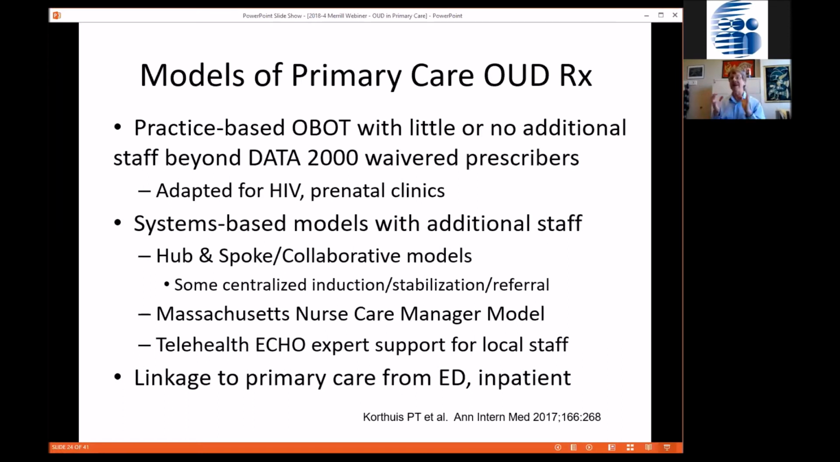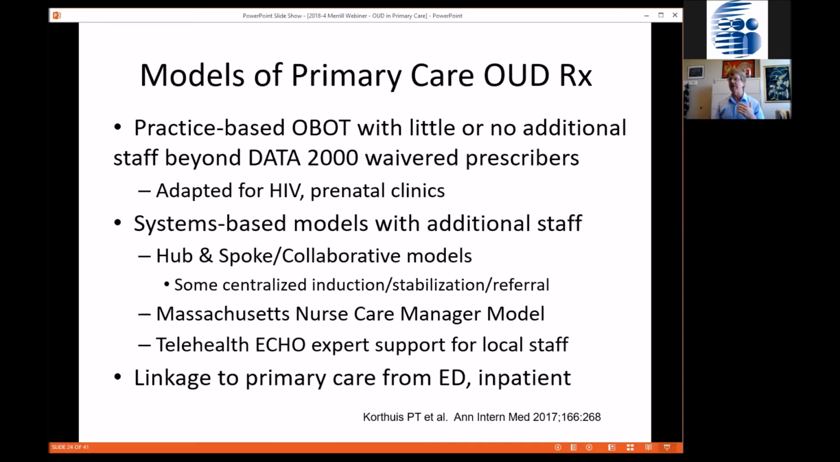That's one model. The Massachusetts nurse care manager model, I'll talk a little bit more about. That's what we've instituted at Harborview. It's been done in multiple clinics in Massachusetts. And then other models that are system-based, like telehealth, where you connect multiple clinics to expert support for the staff trying to take care of people. Usually when it's been successful, it has been associated also with some staffing in those local clinics. So they get expert support from an academic center for difficult cases, but they do the treatment locally.